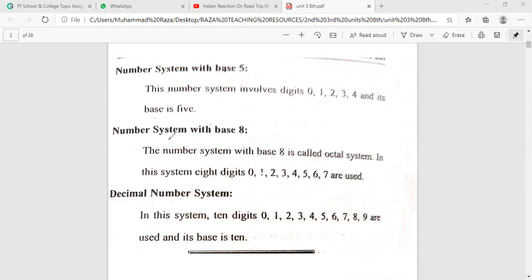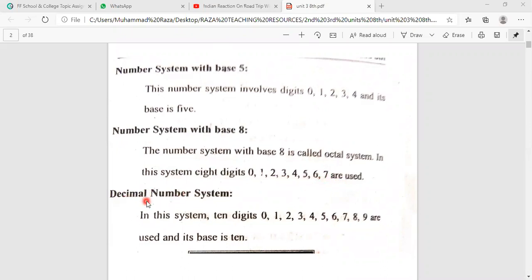Then the number system with base 8. The number system with base 8 is called the octal system. In this system, 8 digits are involved, and those digits are 0, 1, 2, 3, 4, 5, 6, and 7.